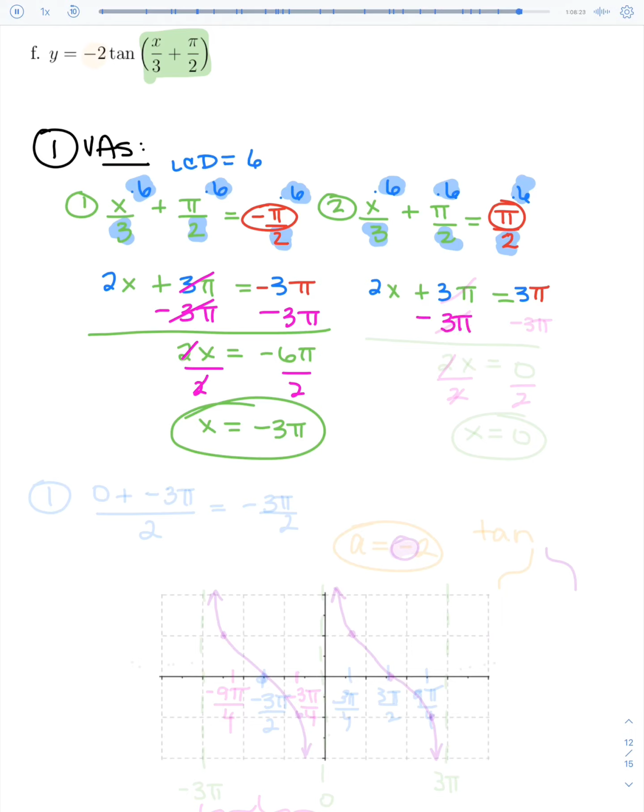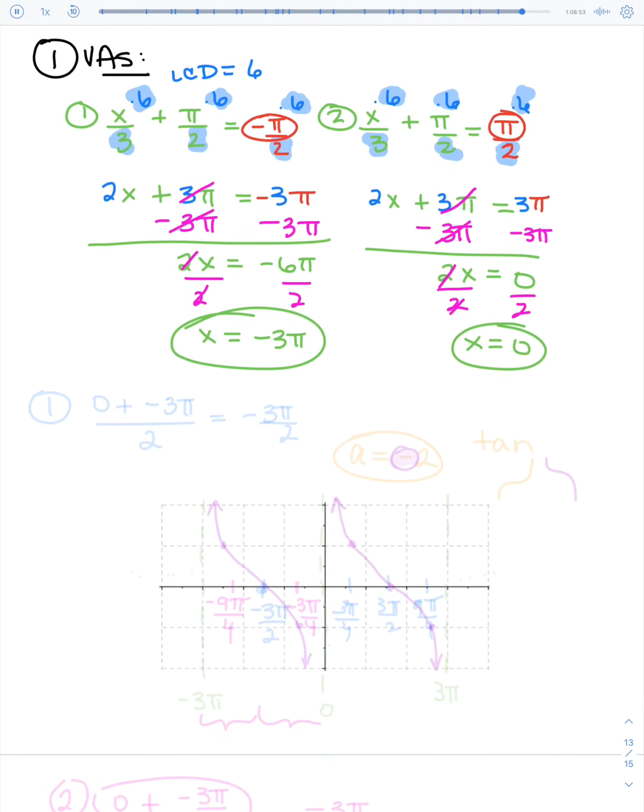We'll subtract 3 pi from both sides, which will give us 2x equals, well, 3 pi minus 3 pi will give us 0. So dividing both sides by 2, that gets us that x equals 0 divided by 2. Well, 0 divided by anything is 0. So let's continue along. Let's go ahead and put our asymptotes on our graph, which are at negative 3 pi and at 0.